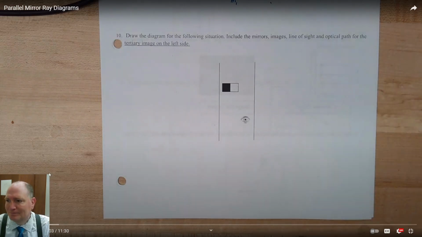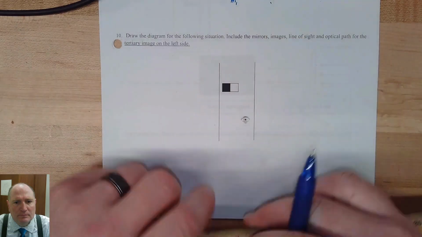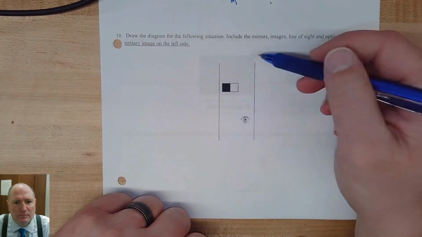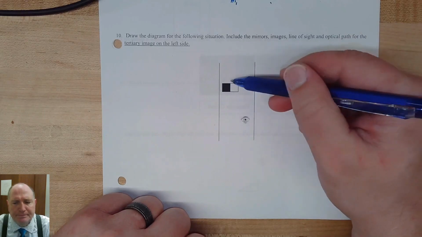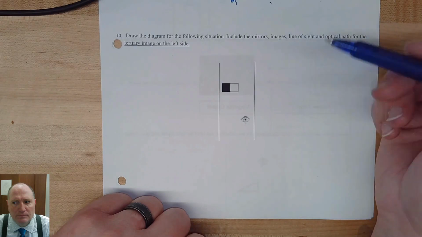Alright, good afternoon everyone. Today I'm going to be showing you how to draw ray diagrams for a parallel mirror problem. Now, these parallel mirror problems are going to show up a lot throughout this unit of physics. The big thing about them is we have two mirrors that are side by side with some form of object that's being reflected. I think I promised you gold stars on your test.